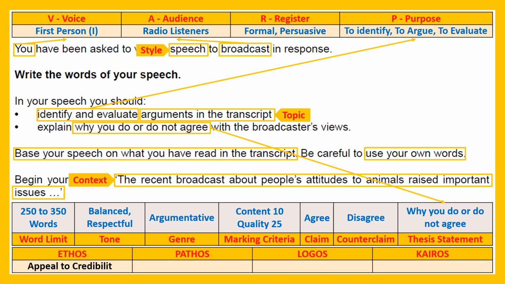Ethos: appeal to credibility; demonstrate knowledge, expertise, and reliability to build trust with your audience. Pathos: appeal to emotion; create an emotional connection by appealing to the audience's feelings, values, and experiences. Logos: appeal to reason; support your argument with logical reasoning, facts, examples, and evidence. Kairos: appeal to timeliness; highlight why the issue is relevant, urgent, or important at the present moment.